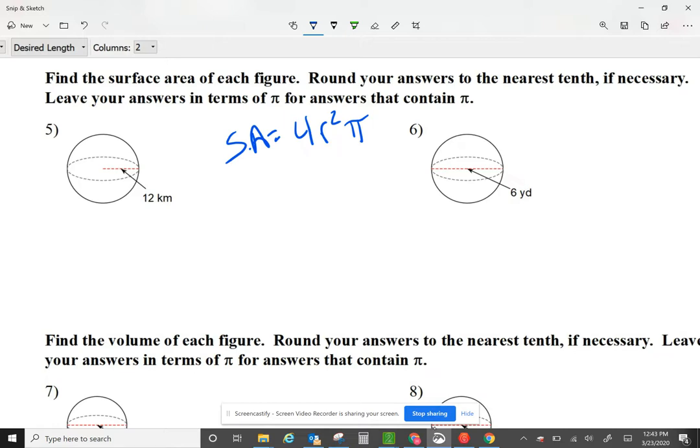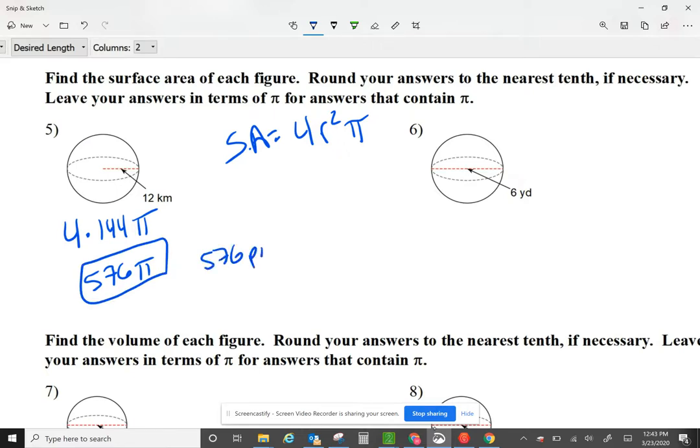I'm just going to go forward. Radius squared, the radius is 12. So 12 squared is 144 pi. So 4 times 144 gives me 576. So my answer in this case is 576 pi. The way I type that is 576 pi.